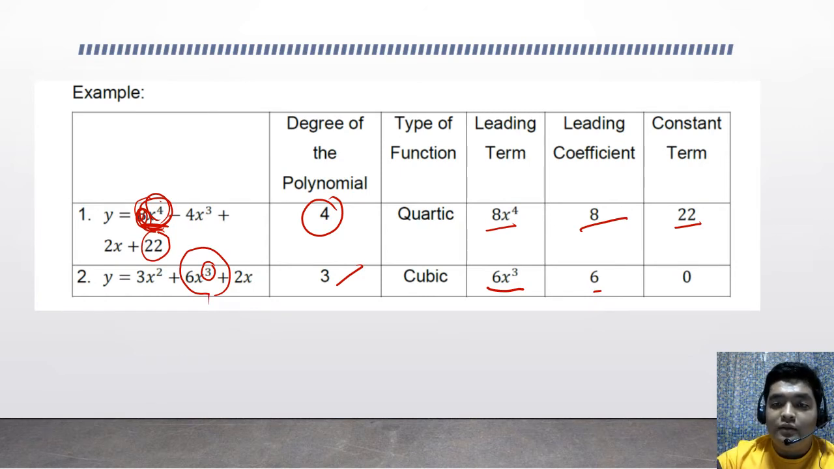Then the constant term is 0. Why 0? Because as you can see in our function, we don't have a constant term. Okay, that is why our constant term is 0.